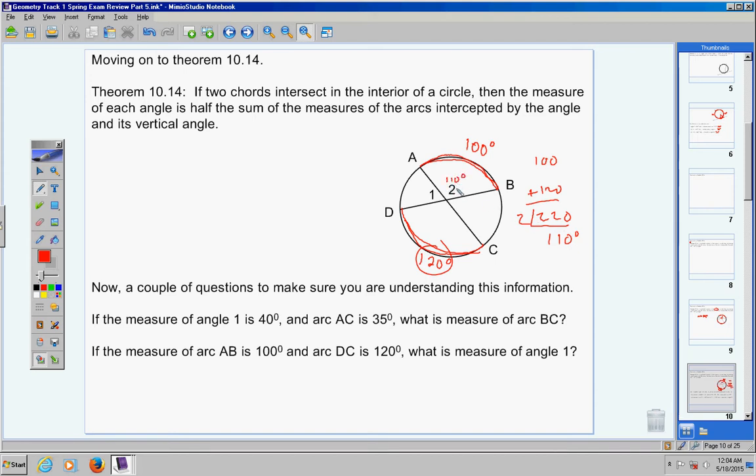Now, if that angle is 110, and we know that angles 1 and 2 are supplementary, then angle 1 has to be 70, because 70 plus 110 is 180. So the answer would be 70 degrees. Okay, moving on now.